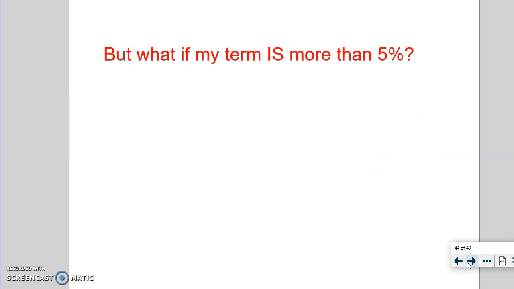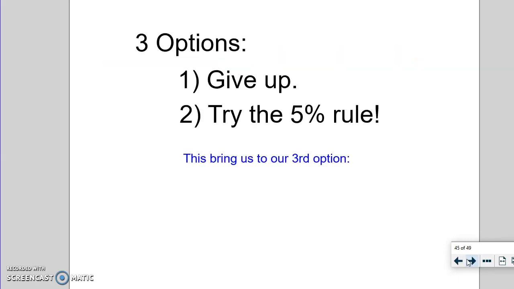But what if my term is more than 5%? What if we did all that, we ignored the x's, and we found that we got an x value that was more than 5% of what we should have subtracted or added it to? So what do we do then? Well, we're kind of back to square one.